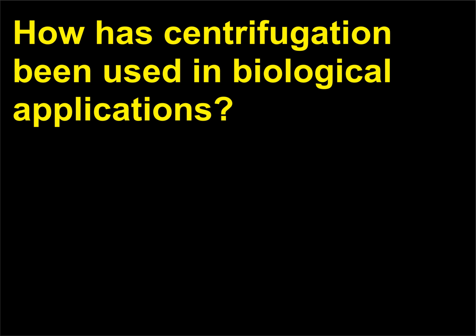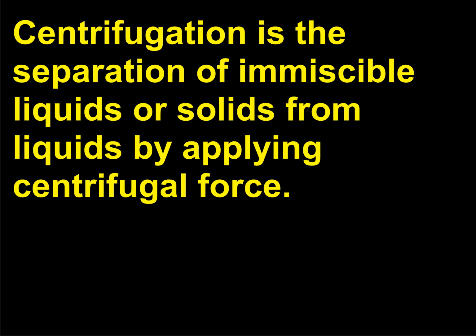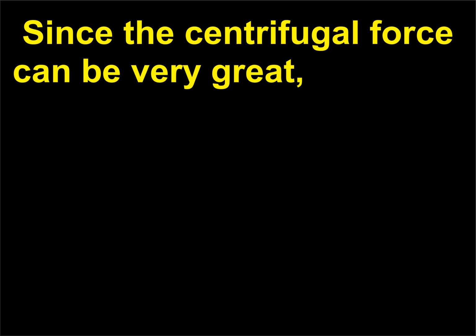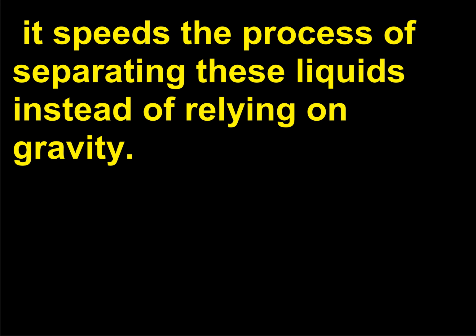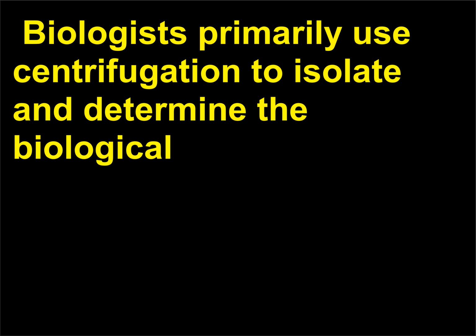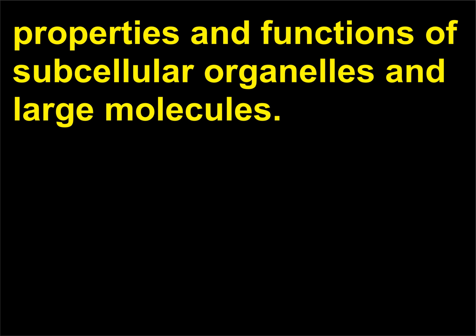How has centrifugation been used in biological applications? Centrifugation is the separation of immiscible liquids or solids from liquids by applying centrifugal force. Since the centrifugal force can be very great, it speeds the process of separating these liquids instead of relying on gravity. Biologists primarily use centrifugation to isolate and determine the biological properties and functions of subcellular organelles and large molecules.